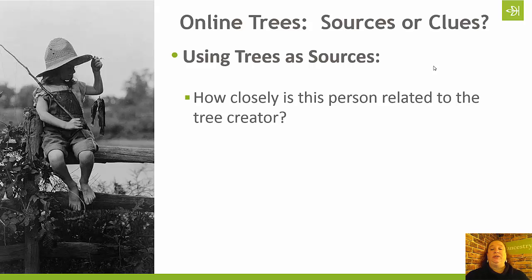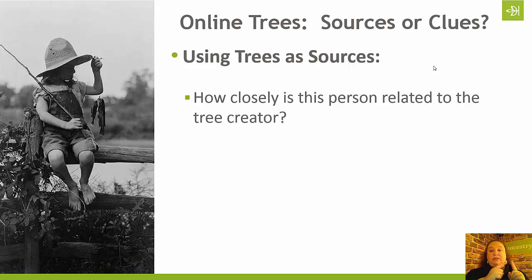So when I'm using trees as sources, which I do, one of the things that I often look for is to see how closely the person I'm looking at in this tree is related to the tree creator. So usually all that means is that I just go to the pedigree view of the tree and I click home. And I look at who the home person is in the tree and who their parents and grandparents and great-grandparents are, and maybe dig in a little bit to aunts and uncles and first and second cousins to see if I can find the person that I initially was researching.